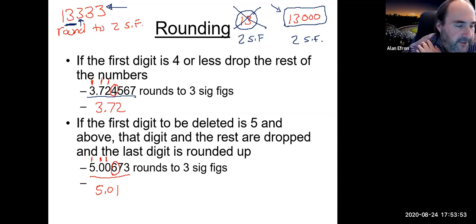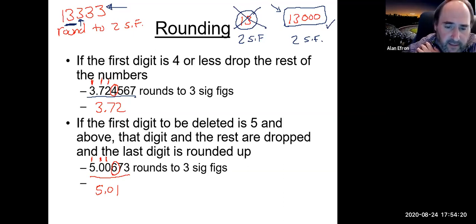You do want to make sure that you don't change the meaning of the number ever when you round. You always want to make sure that you maintain what that number means and don't actually change the meaning of it by just trying to get to the right number of significant figures. So that's a very important thing to keep in mind. You never want to change the meaning of a number by rounding. So this 13,000 would be the correct answer here, written like that.